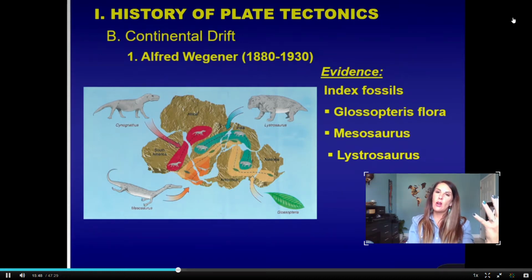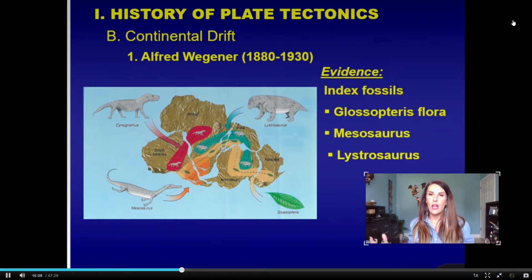And index fossils are important because they help you to identify stratigraphy. A local example of an index fossil is called a trilobite, and we'll take a look at trilobites when we start to identify invertebrates. But a trilobite is a trilobite is a trilobite. There's nothing in the fossil record that looks like a trilobite, and that's kind of the idea. And these are three different index fossils that Alfred Wegener used. The first one is Glossopteris flora, which is a type of Pennsylvanian fern. So it's a fern that's very unique.